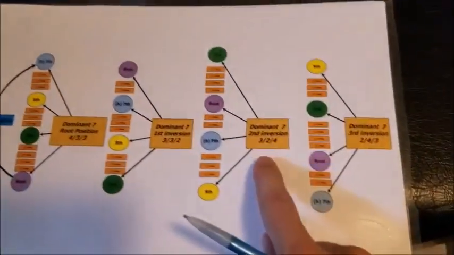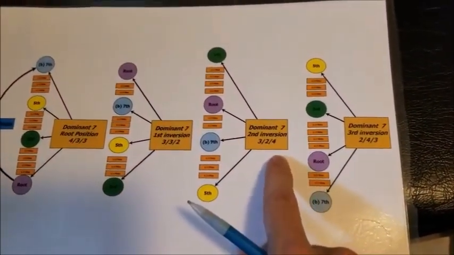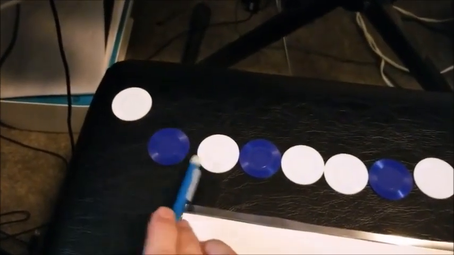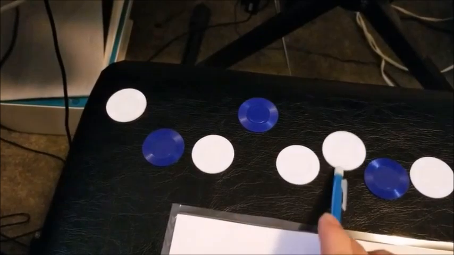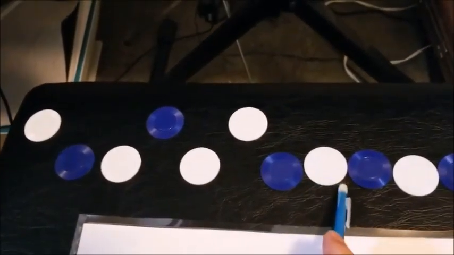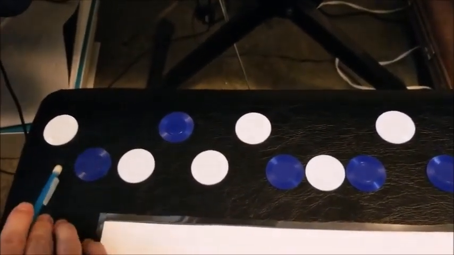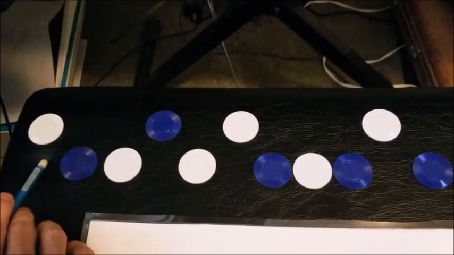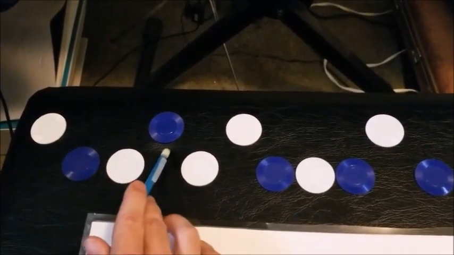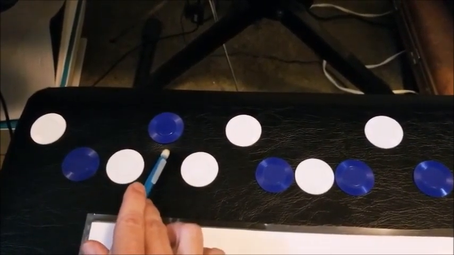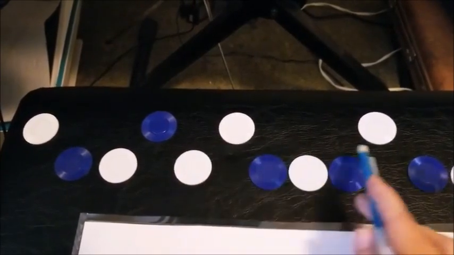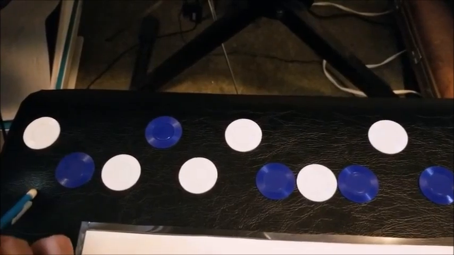The next form is the second inversion form, 3-2-4. Starting here, C, count 1, 2, 3, 1, 2, and 1, 2, 3, 4, giving us our second inversion form. This will be the fifth. C is the fifth. E flat is the seventh. The root's going to be F. The third will be A. So here we have an F7 in second inversion.